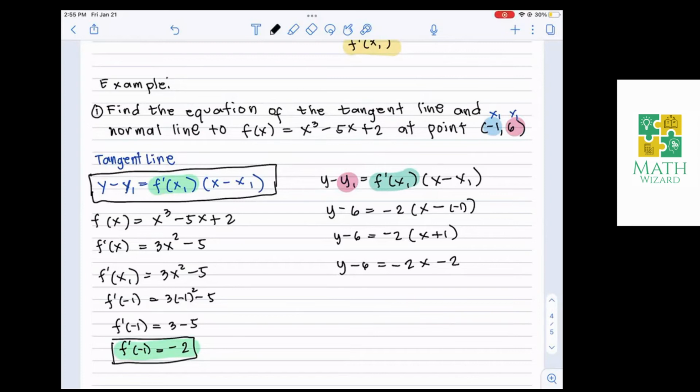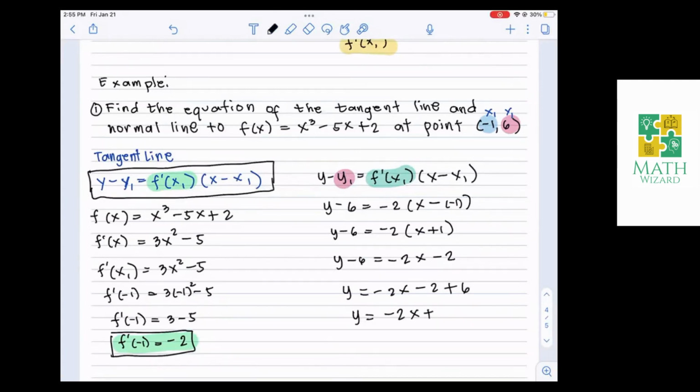Let's apply the addition property of equality. We need to add 6 to both sides of the equation. So it becomes negative 2x minus 2 plus 6. So y is equal to negative 2x plus 4.